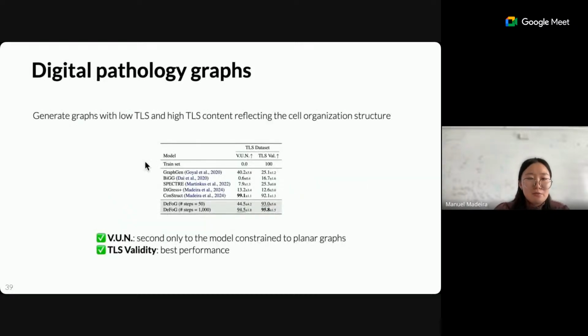In the end, let's take a look at digital pathology graphs. For this, we are basically generating graphs with either low TLS content or high TLS content, which reflects certain cell organization structures. The important metrics for this dataset are VUN, as before, and TLS validity, which measures if the conditional generation is effective. On VUN, DeFog is only worse than one of the methods that is constrained to generate planar graphs. This type of method is designed specifically to generate planar graphs. And on TLS validity, DeFog reaches the best performance. That means the conditional generation with classifier-free guidance is functioning well with this model.